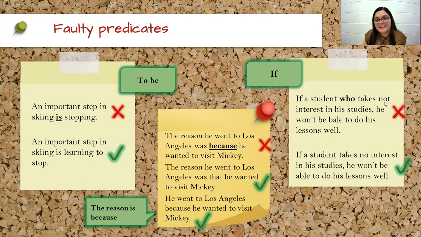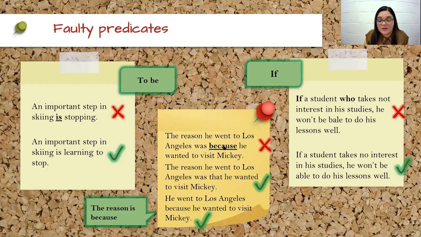If a student who takes no interest in his study, he won't be able to do his lessons well. If a student has no interest in his studies, he won't be able, sorry, there's a mistake here, to do his lessons well. Here you see sometimes the wording that we choose in our sentences creates confusion. And here you see these faulty predicates have to do with the way in which we're using the verb, like here in the example of is.